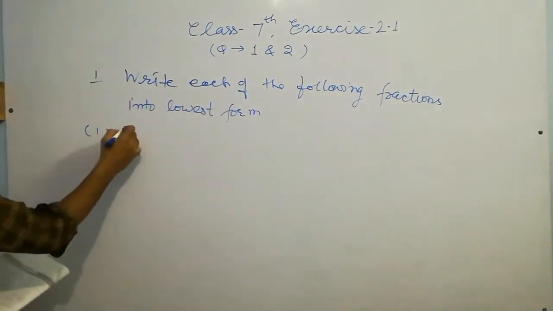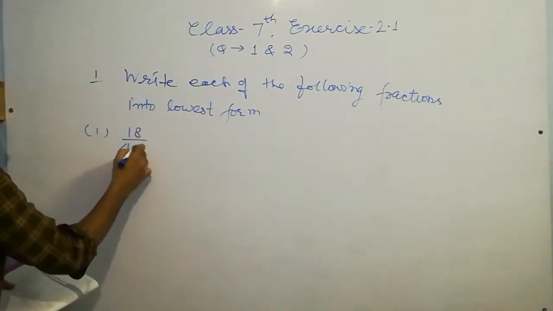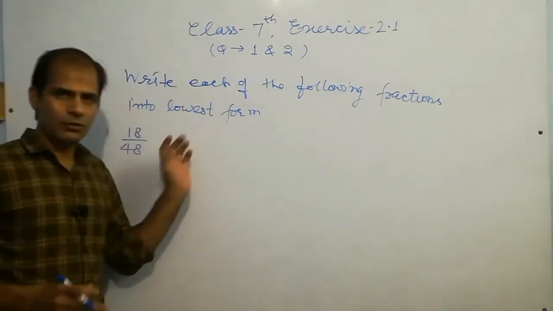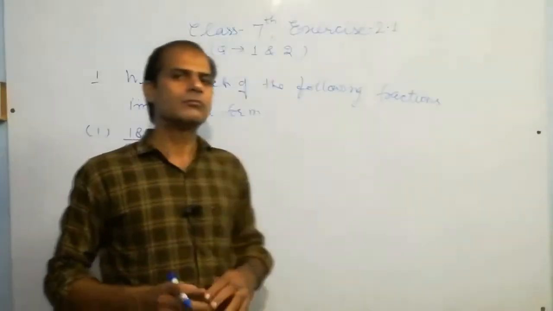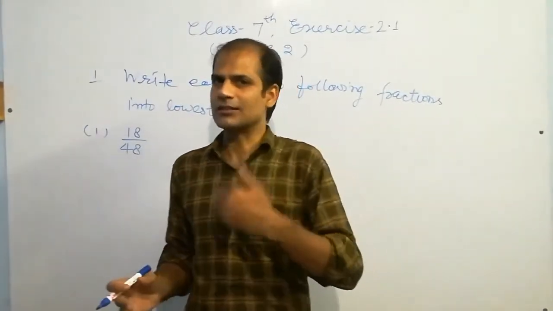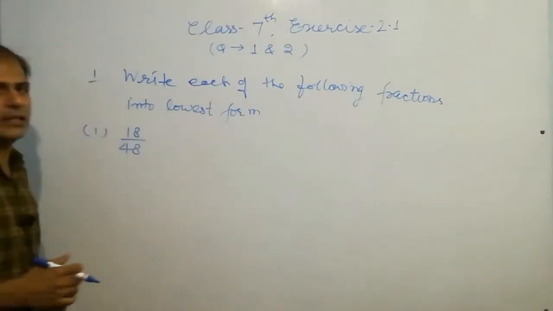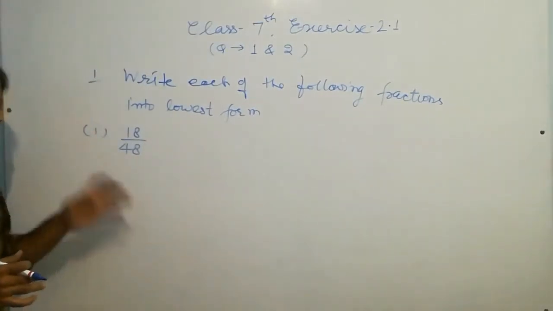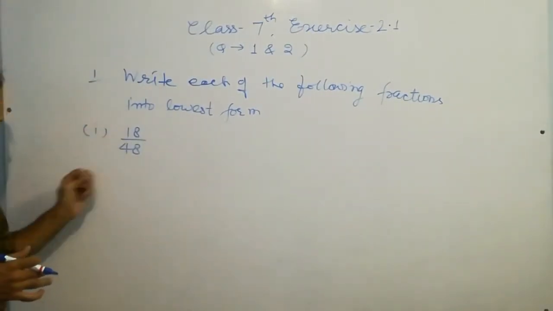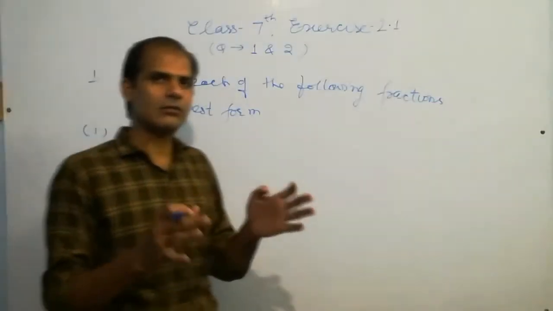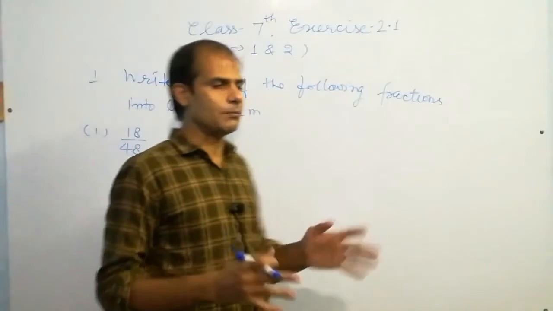First part is 18/48. Now what is the meaning of lowest form? अभी मैंने आपको बताया था, जब भी हम क्वेश्चन सॉल्व करेंगे, क्वेश्चन के साथ साथ हम कॉन्सेप्ट क्लियर करते चलेंगे. ओके, लोएस्ट फॉर्म मीन्स इफ यू कैन डिवाइड द न्यूमरेटर एंड डिनोमिनेटर बोथ बाय एनी नंबर, then the fraction is converted into a simplest form.